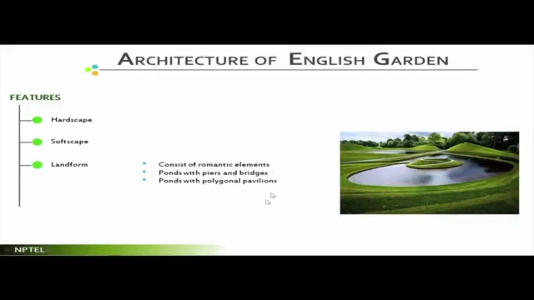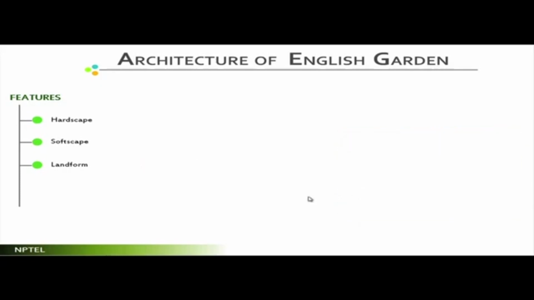English made a change. They created a profile on the land in such a way that it looks very natural, but mind it, they have planned every square foot of it. This is the excellent part of the English landscape styles. Okay. It consists of romantic elements, then ponds with piers and bridges that they have integrated within it, and ponds with polygonal pavilions. So, that is the kind of landform, the picture that we are showing here, basically small mounds, troughs, crests and such things which they have created.